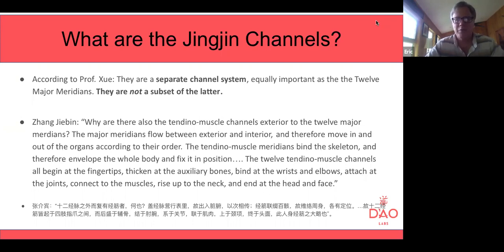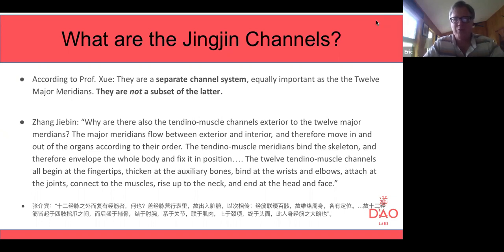So I'm just going to read you a little quote here, and he backs up his point about this being a separate system. I've made a little translation here. Zhang Jiebin being asked, this is in the 16th century, why are there also the tendinomuscle channels exterior to the 12 major channels? The 12 major meridians, I'm sorry, I'm using meridians and channels interchangeably here. The 12 major meridians flow between exterior and interior, and therefore move in and out of the organs according to their order.